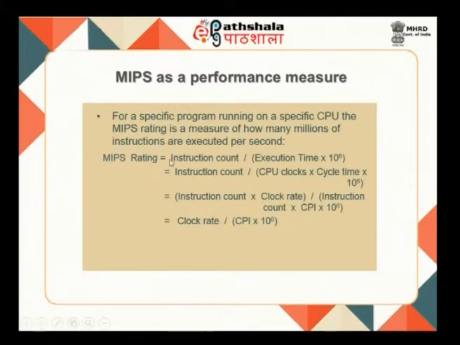So, the MIPS rating is nothing but your instruction count divided by execution time times 10 to the power 6, because we are only looking at millions of instructions per second. This can be expanded: instruction count divided by execution time is nothing but your CPU clocks times clock cycle time times 10 to the power 6, which is instruction count times clock rate divided by instruction count times CPI times 10 to the power 6. So, this is how you calculate your MIPS rating.